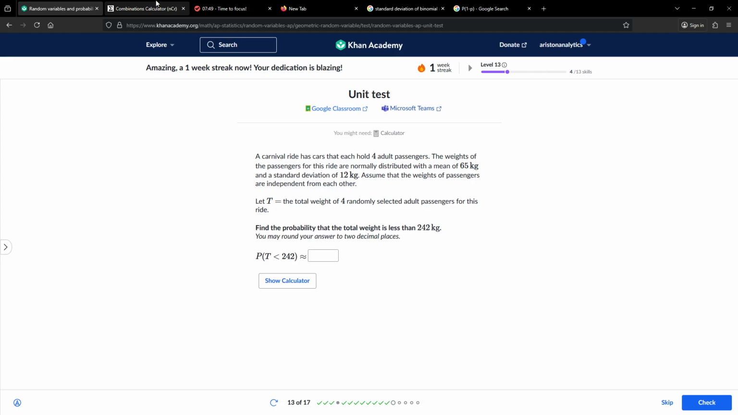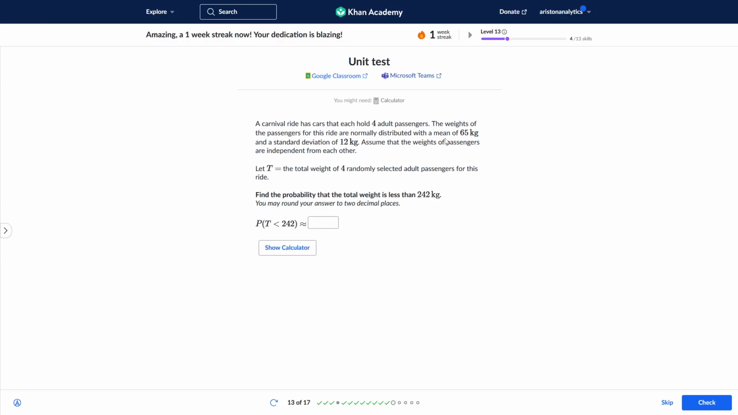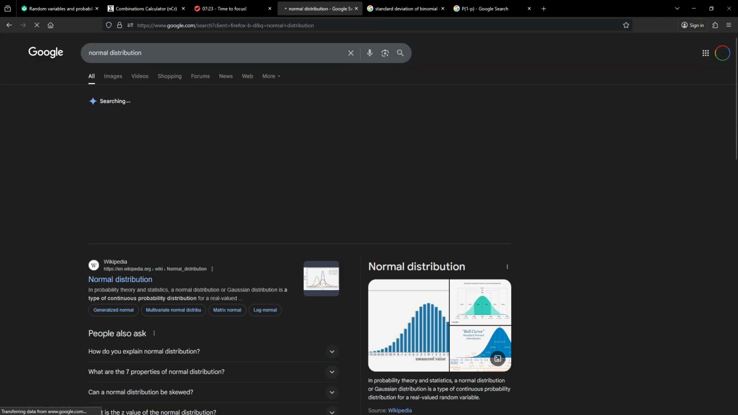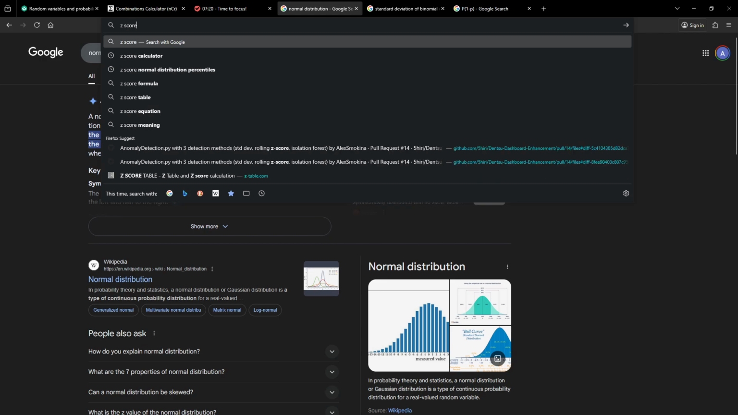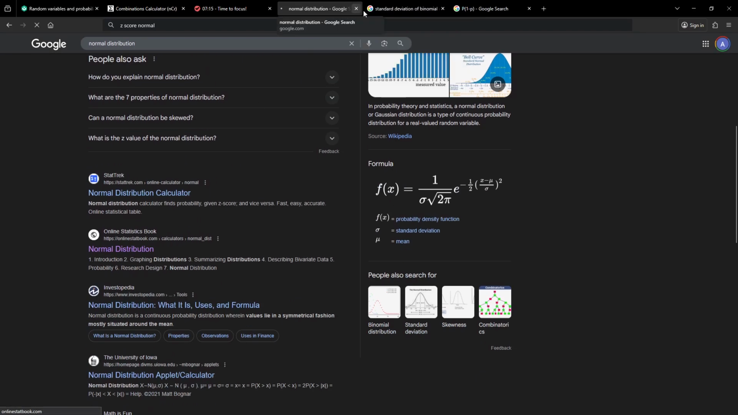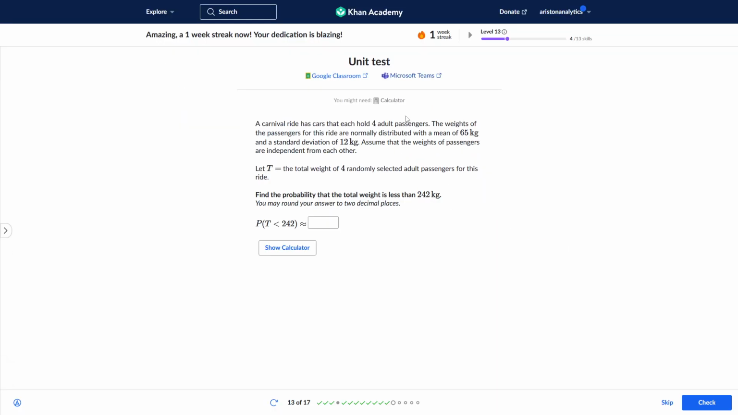A carnival ride has cars that each hold 4 adult passengers. The weights of the passengers for this ride are normally distributed with a mean of 65 kg and a standard deviation of 12 kg. Assume the weights of passengers are independent. Let T equal the total weight of 4 randomly selected adult passengers for this ride. Find the probability that the total weight is less than 242 kg. Okay, so this is a normal distribution problem. Z-score. No. Okay.